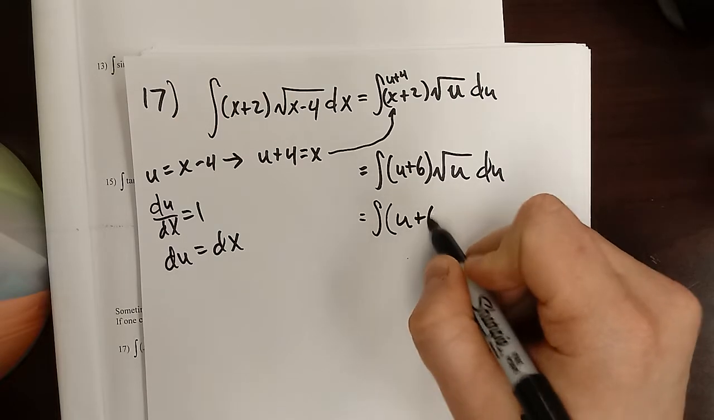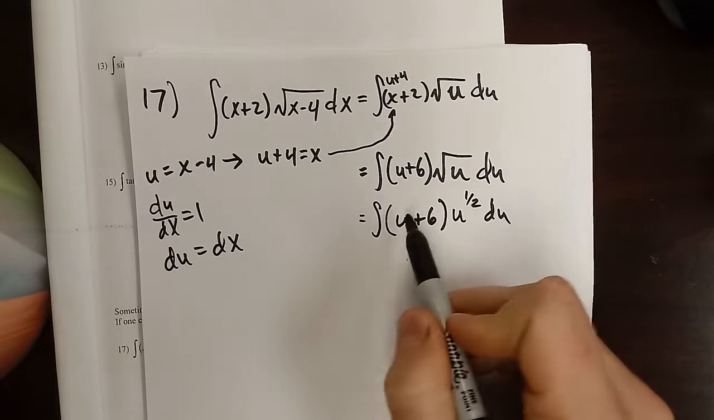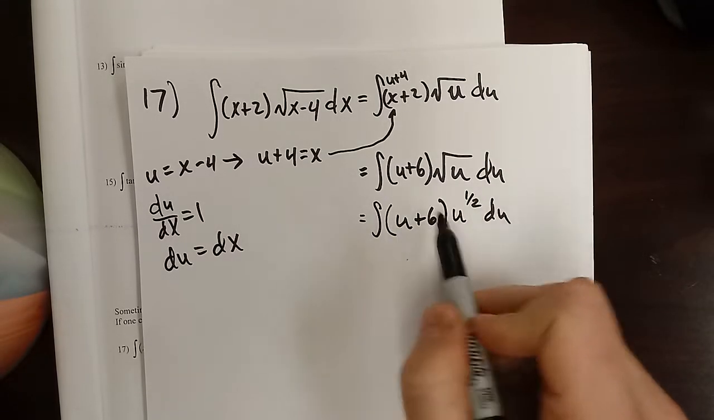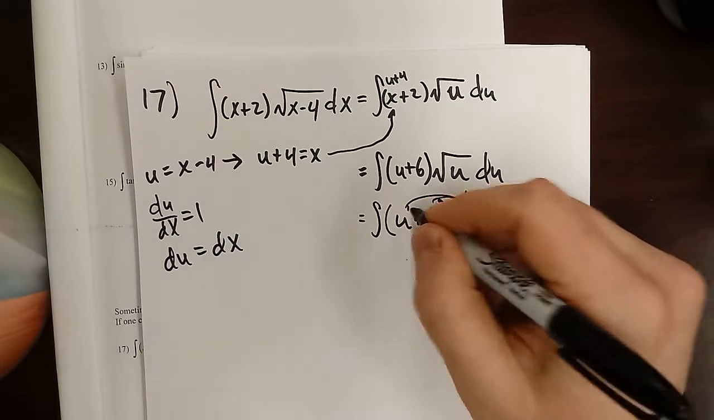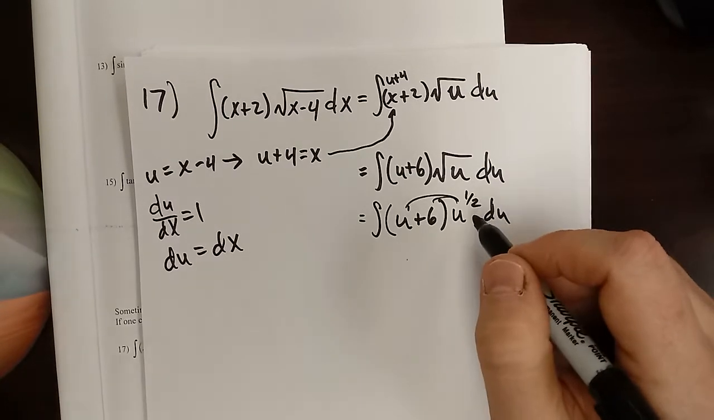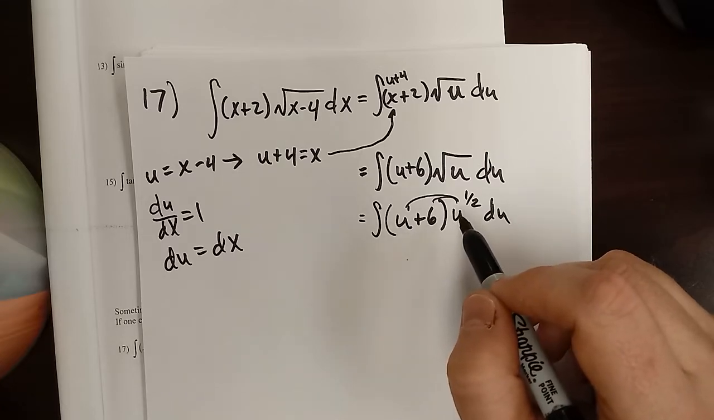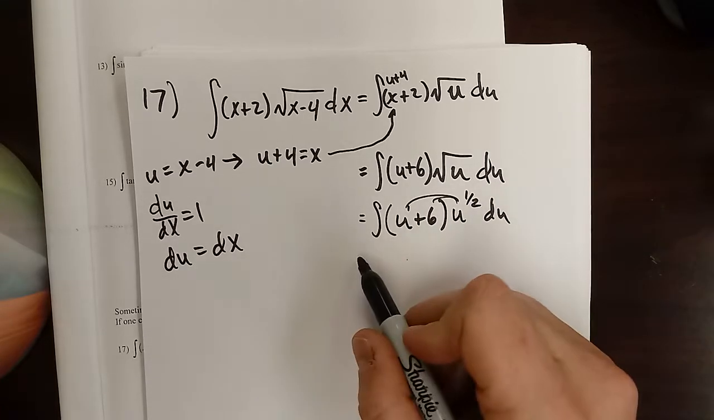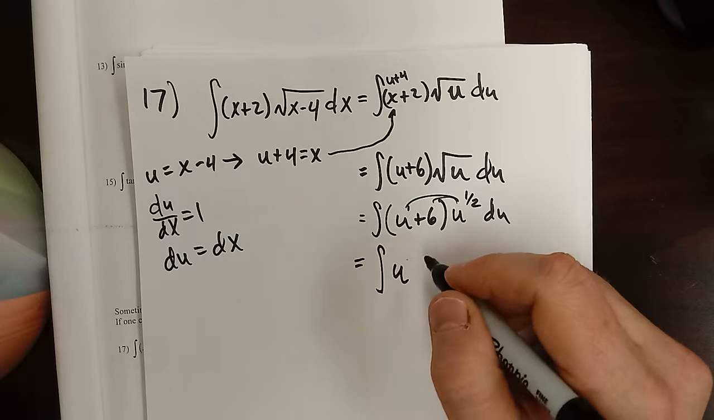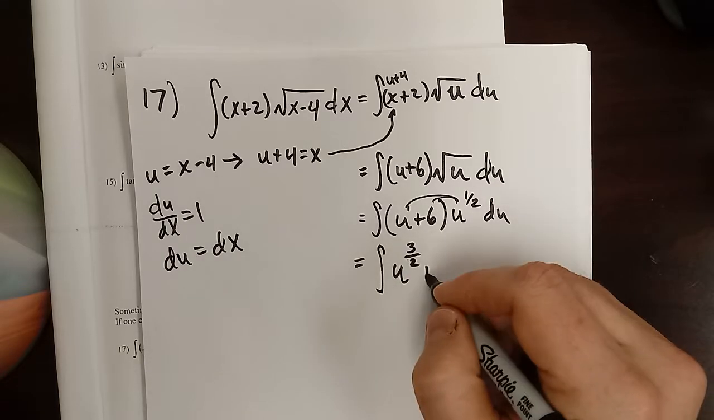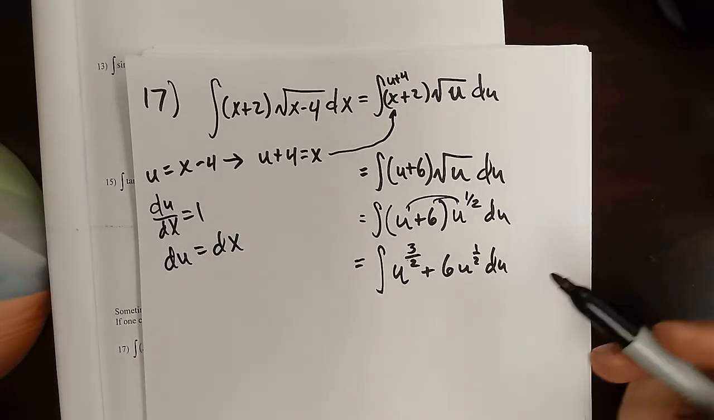So u plus 6, and instead of writing square root of u, let's call it u to the 1/2, right? So this is like a binomial inside parentheses. We can just distribute the u to the 1/2 to both of those. This is u to the 1 times u to the 1/2. In case you don't remember, when we multiply two different exponents with the same base, we just add the exponents together. All of a sudden this turns into u to the 1 plus 1/2, which is 1.5 or 3/2, plus 6u to the 1/2 du. That's nothing.